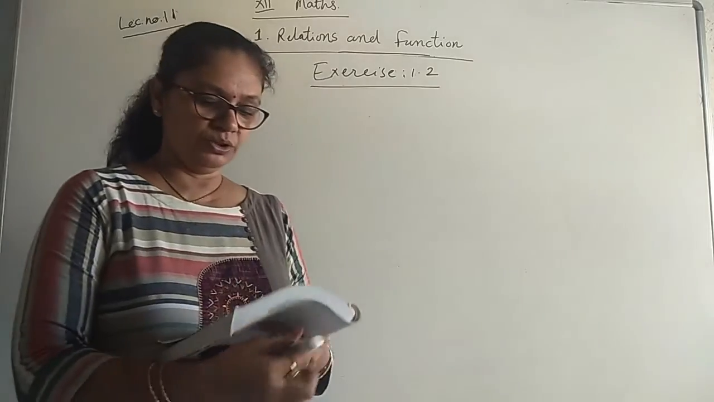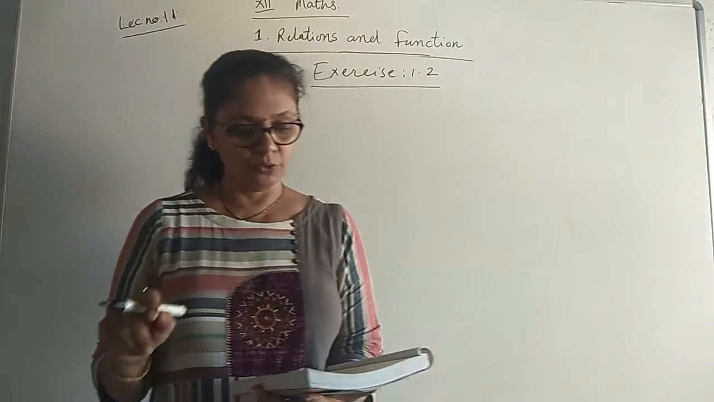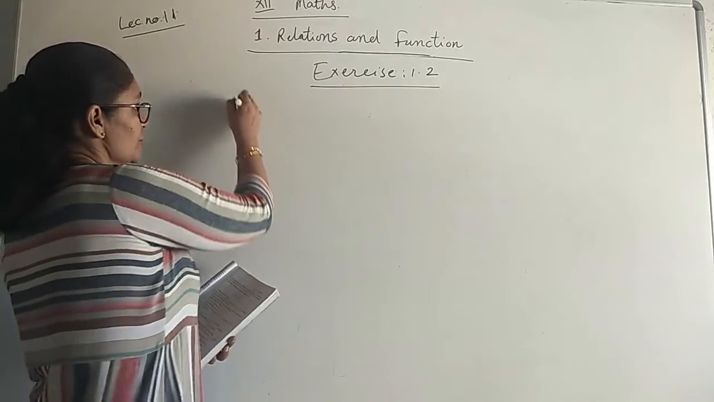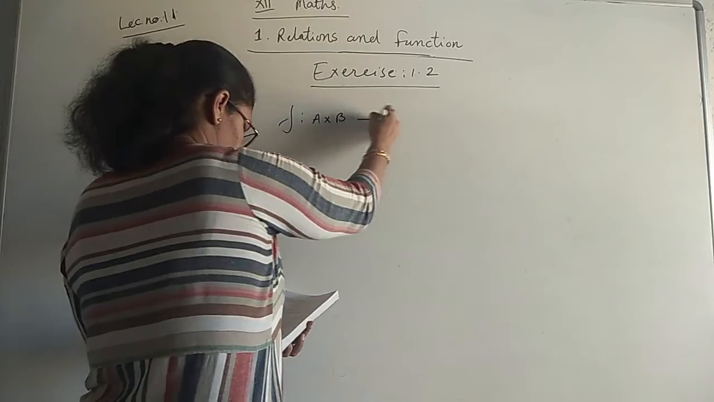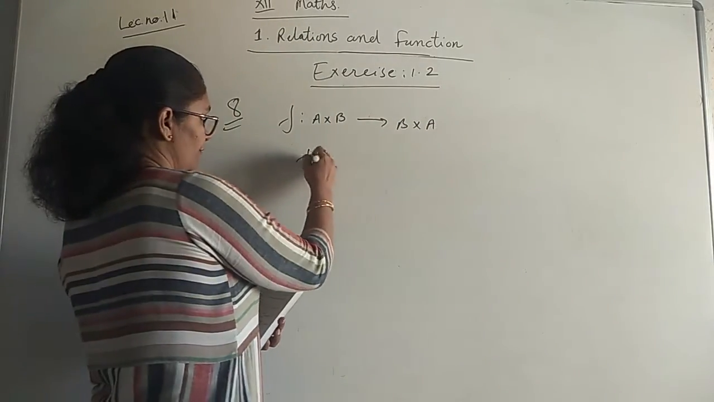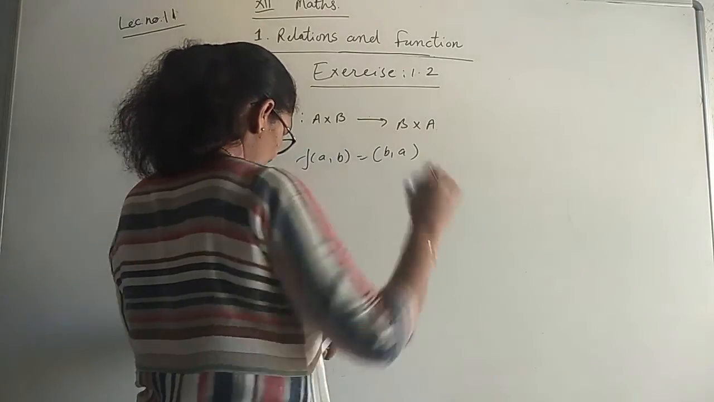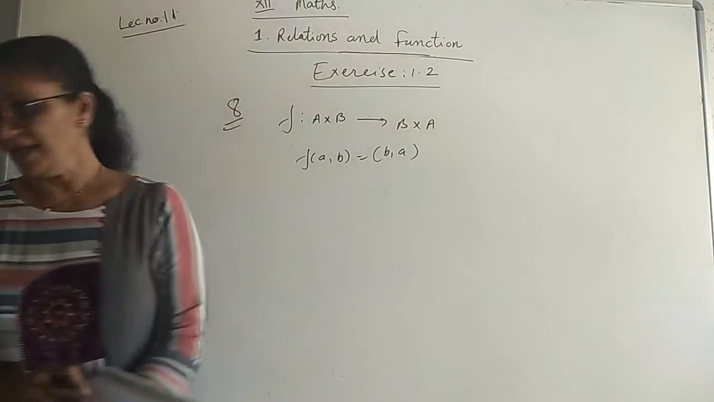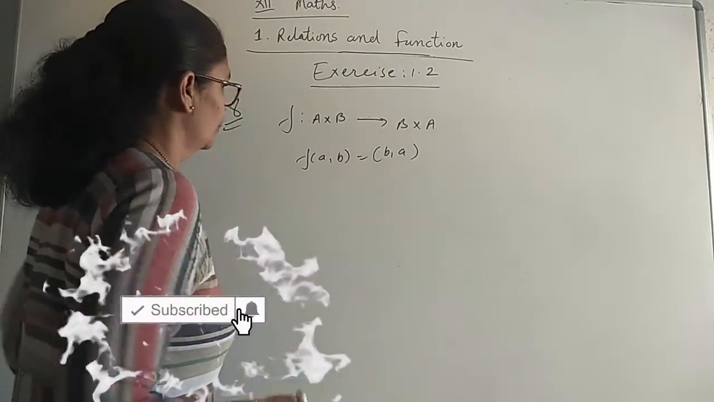Now let's come to the 8th question. What is your 8th question? A and B are two sets and your relation is mentioned: f from A cross B to B cross A such that f of (a, b) equal to (b, a) is a bijective function. Bijective means what? We have to prove 1-1 also and onto also.